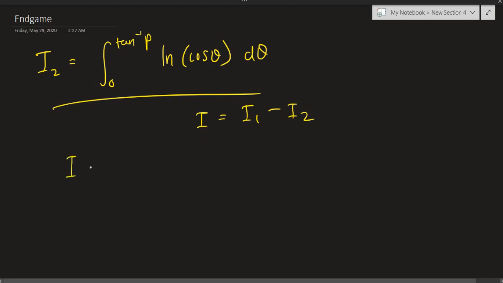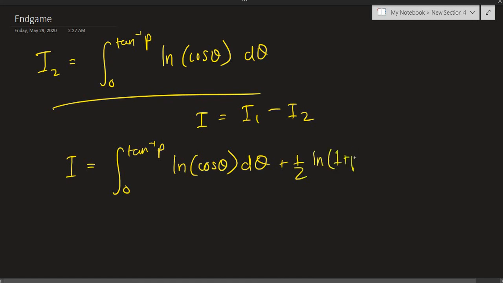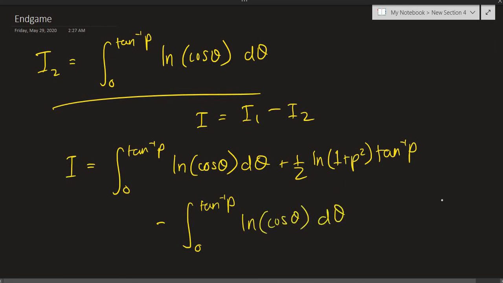We calculated I1, right? So what's I1? I1 is the integral from 0 to inverse tangent of p of the natural log of cosine theta, after all those angle reductions and inverse trigonometry that we performed, plus half of the natural log of 1 plus p squared times the inverse tangent of p, minus I2. But I2 is just this: minus the integral from 0 to inverse tangent of p of the natural log of cosine theta d theta.